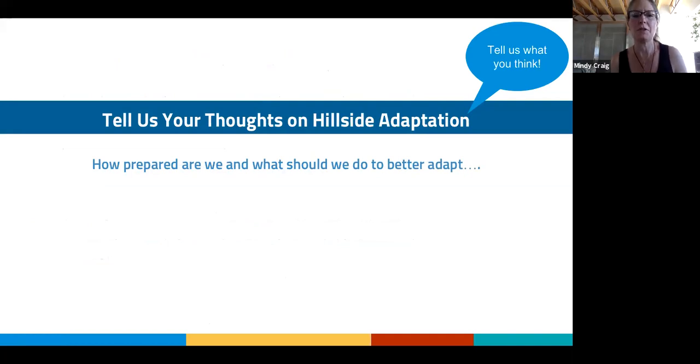So let's start off with this one, which is a check-in. How prepared are the hillside communities and town infrastructure for a wildfire event? What do people think? Are we not prepared, somewhat prepared, prepared, well prepared, or not quite sure?